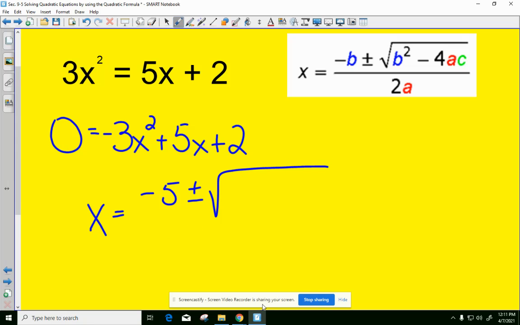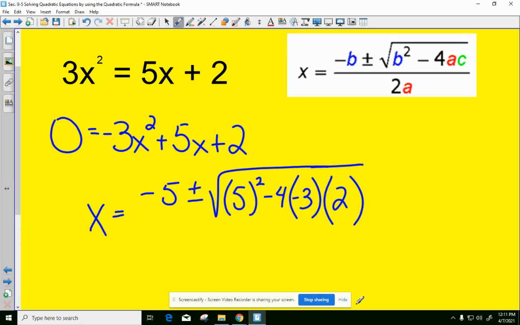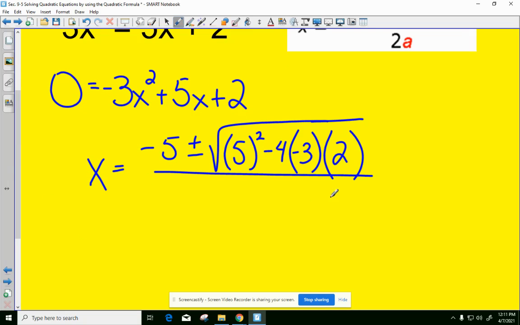Now this square root that we need to figure out. You think you already have an answer? Okay. So we're talking B squared. So that's 5 squared minus 4 times A, which is negative 3, times C, which is 2. And the whole thing is divided by 2 times negative 3.